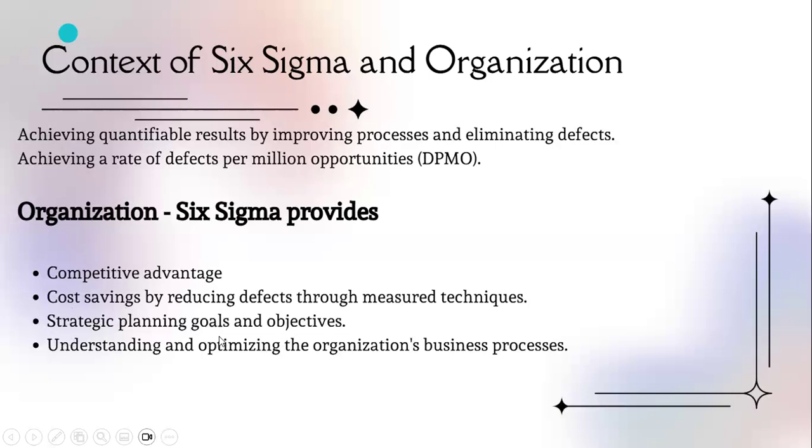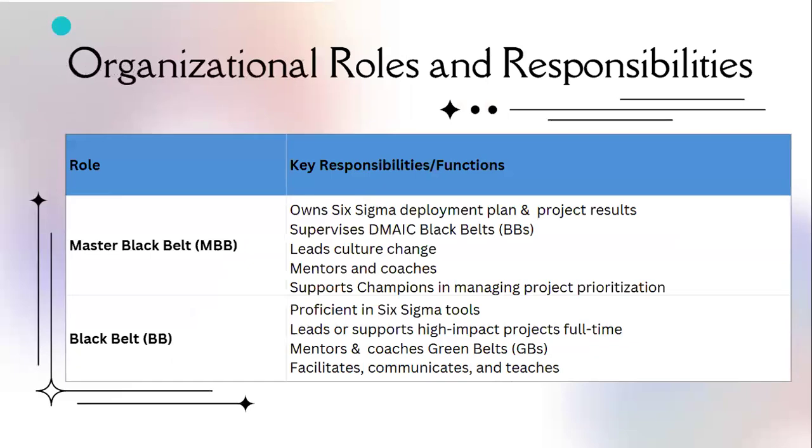And it is about strategic planning, goals and objectives. How I am planning, understanding and optimizing the revenue business process. Unless you understand your process, where we are, that's what we call the current status. Currently where I am, and how I am going to improve. That's the way we run a Six Sigma organization.